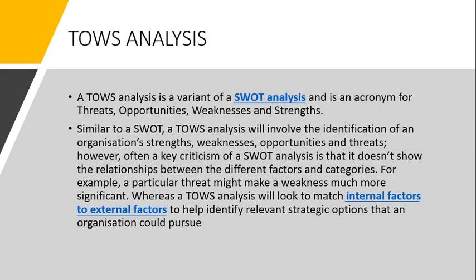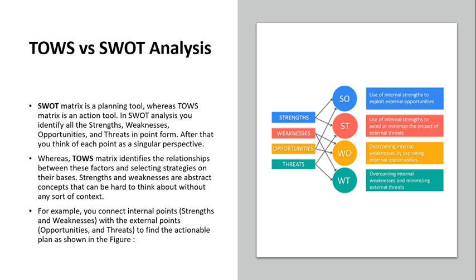To know this in more detail, let us see the next slide. How is this different from SWOT analysis? When you compare both, you can understand the main differences. A SWOT matrix is a planning tool, whereas a TOWS matrix is an action tool. So SWOT analysis is done to plan something, but TOWS analysis is done to do something.